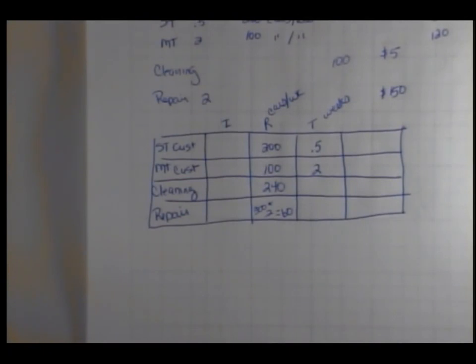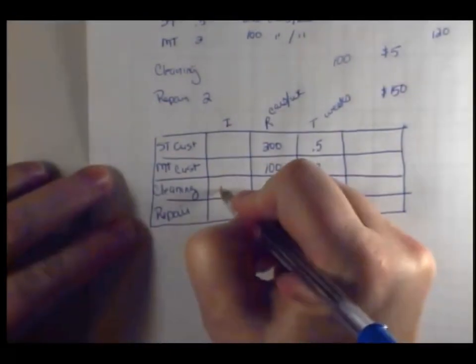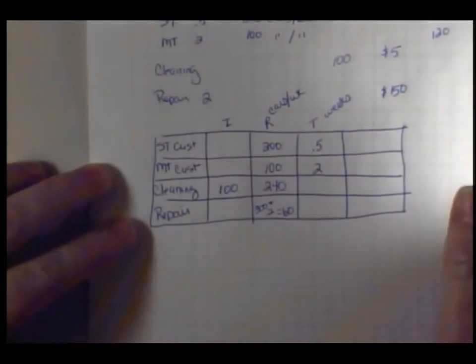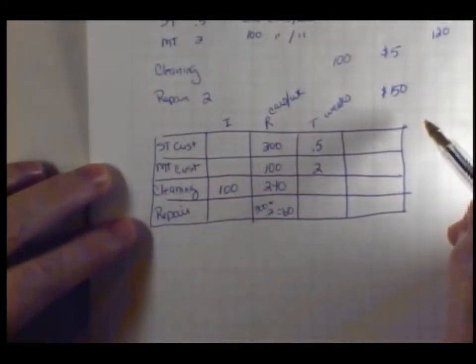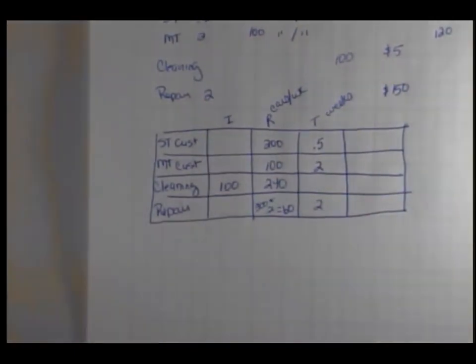So what else do I know about cleaning and repair? I know that I have 100 cars in inventory at the cleaning process, and I know that the repair process takes me on average 2 weeks. All of that came from the problem that we were given, and it's just about how you can frame your information here.